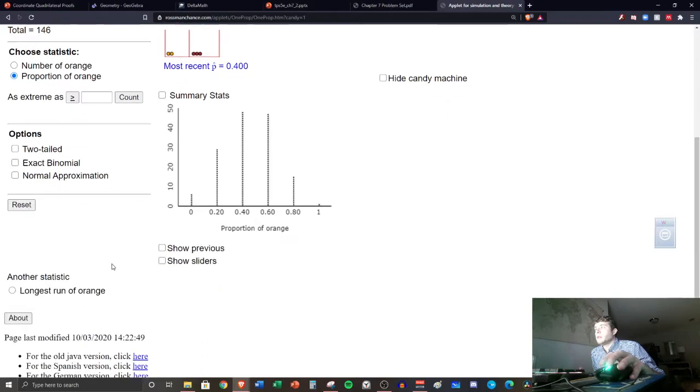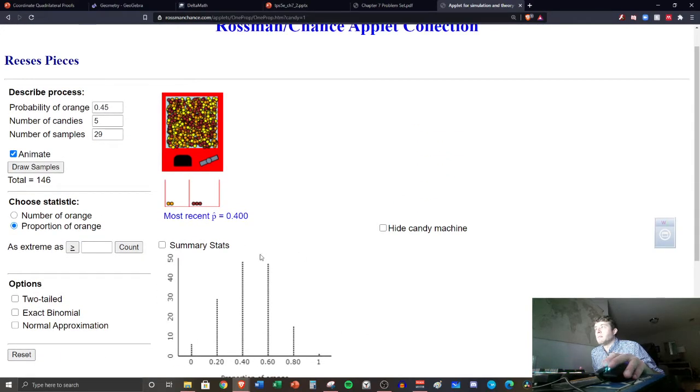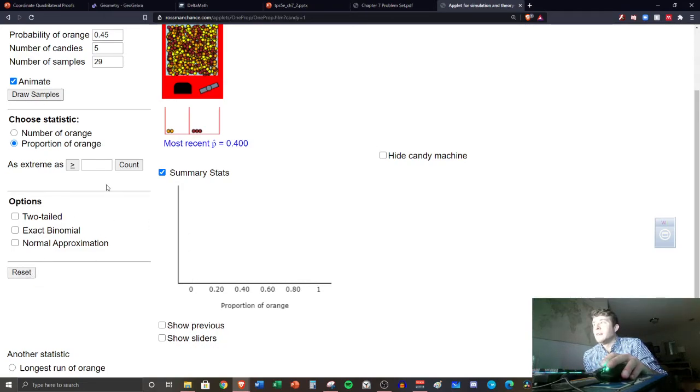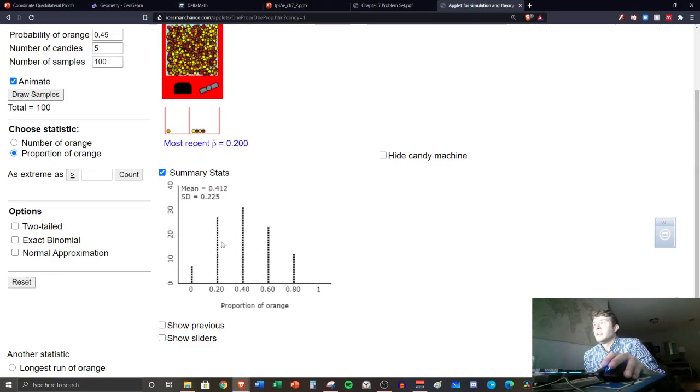So where does it show the statistics? It's supposed to show the mean of this distribution. There it is. But you'll notice that the mean of this is 0.453, and here's the standard deviation, 0.209. So it actually is an unbiased estimator. Let me actually do 100 samples. Let's draw those. This one did not have the correct mean. So we're noticing that the distribution is not going to work out. The sample size is too small. We're never going to get a 45% sample.